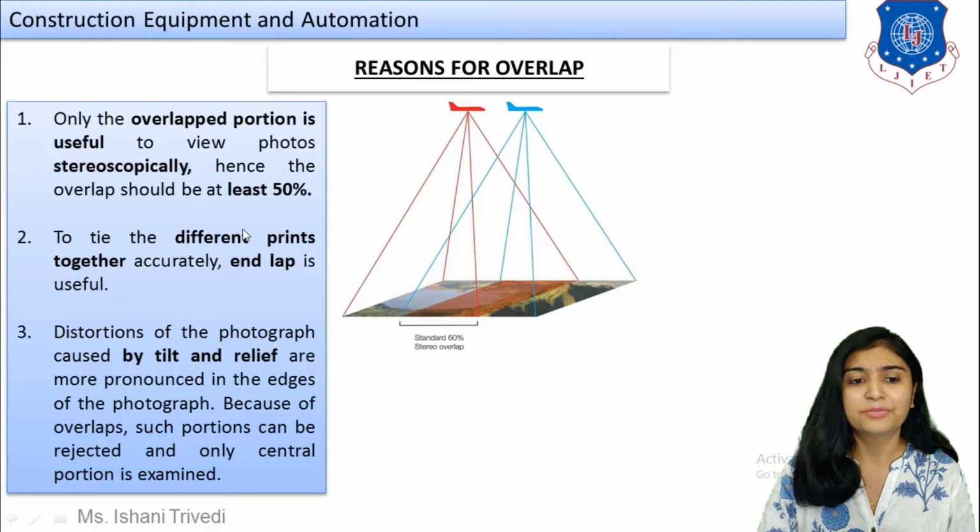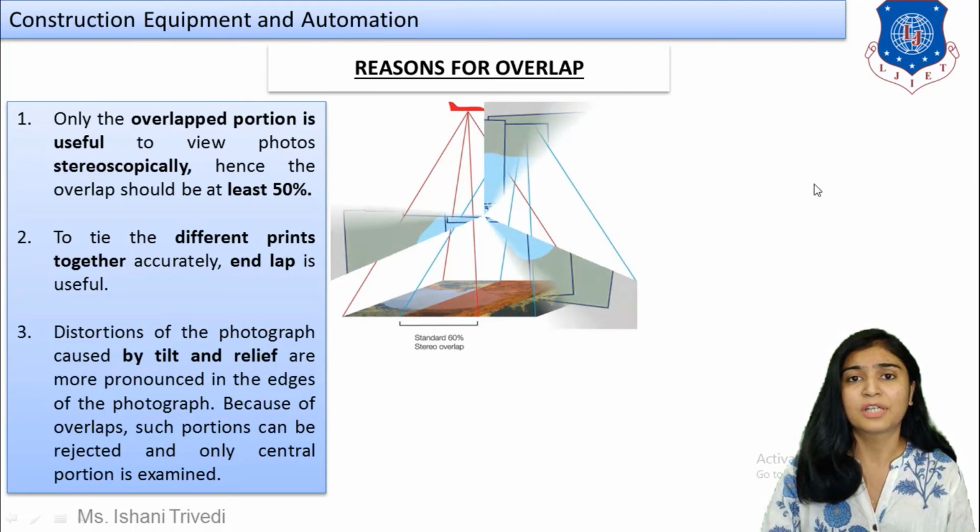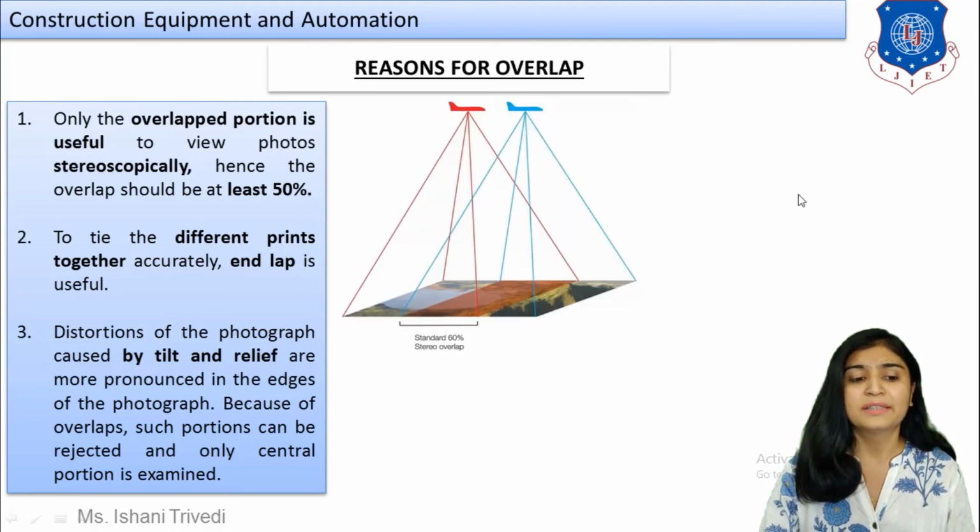Next, to tie the different prints together accurately, end lap is useful. So to tie up together to make a full photograph, end lap is useful. Next, distortions of the photograph caused by tilt and relief are more pronounced at the edges of the photograph. Because of overlap, such portions can be rejected and the central portion is examined.